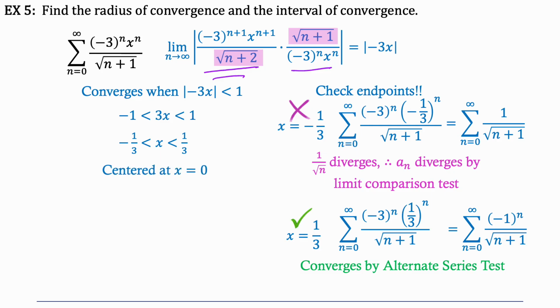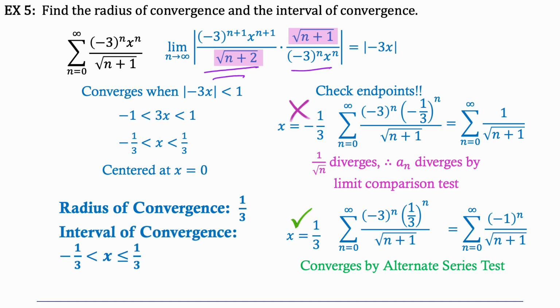This power series is centered at 0. We have a radius of convergence of 1/3 and an interval of convergence of negative 1/3 to positive 1/3, but including positive 1/3.